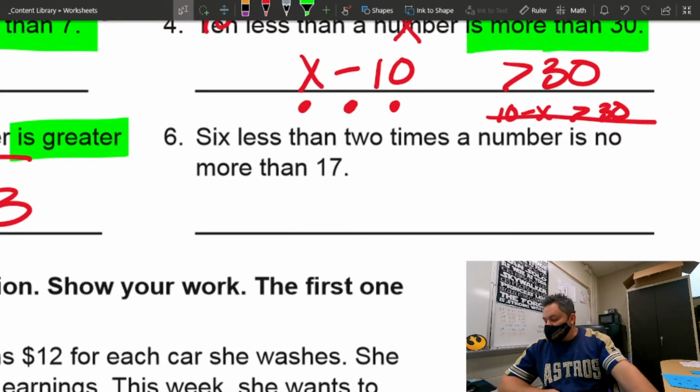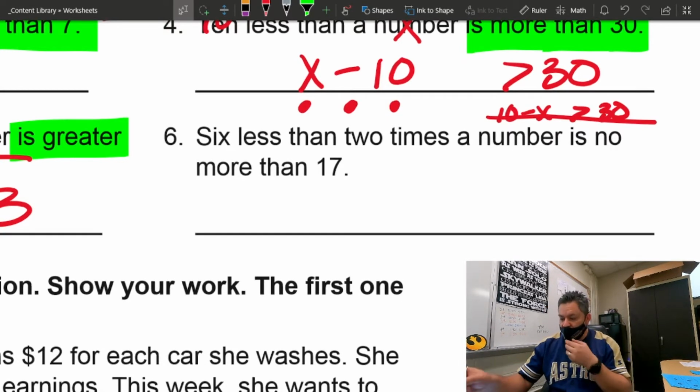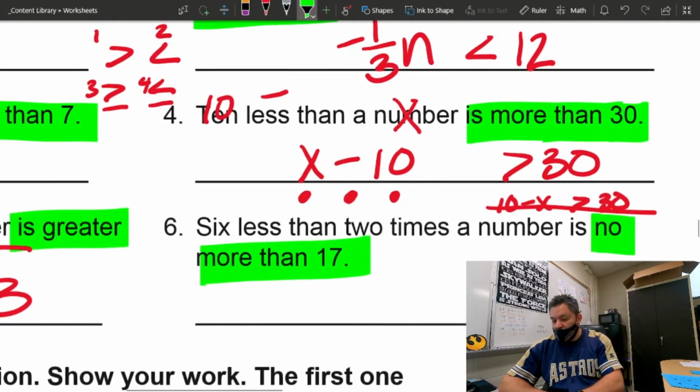6 less than 2 times a number is no more than 17. Let's find my inequality sign. What are my keywords for the inequality sign? No more than 17. Can it be 17? Yes or no? It says no more than 17. Can it be 17? Yes. So what sign am I using? 1, 2, 3, or 4?